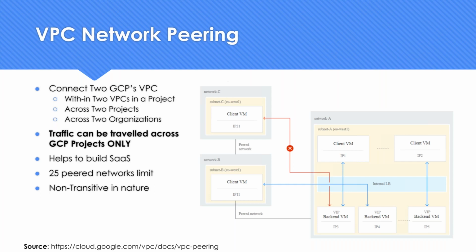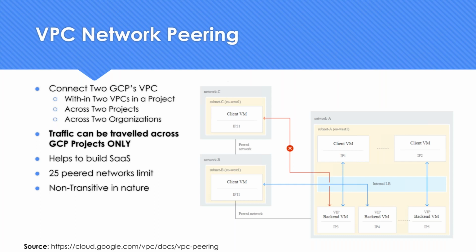You may ask, what's the big deal? Let's peer it. But you have a limit, right? 25 networks is what you can peer, so you cannot simply keep on peering everything. Also, there's going to be an overhead of maintaining those things. And VPC network peering is totally free of cost. There's no cost for this because everything is on Google's network. You just peer them, basically have a route, and it's going to start working.